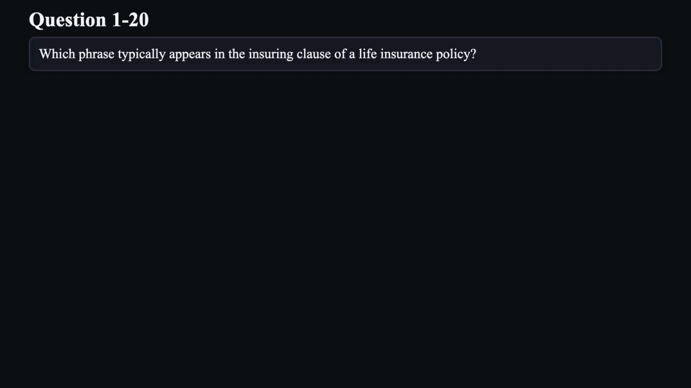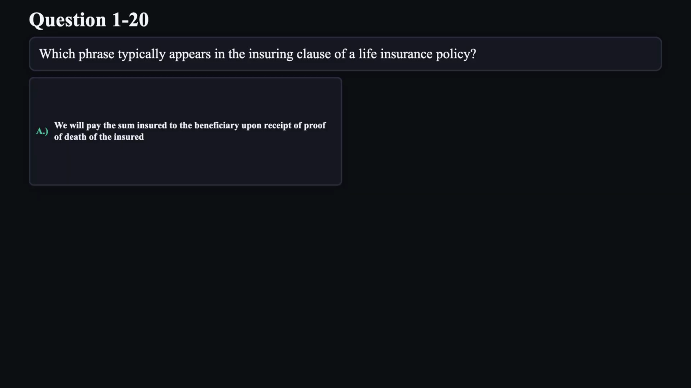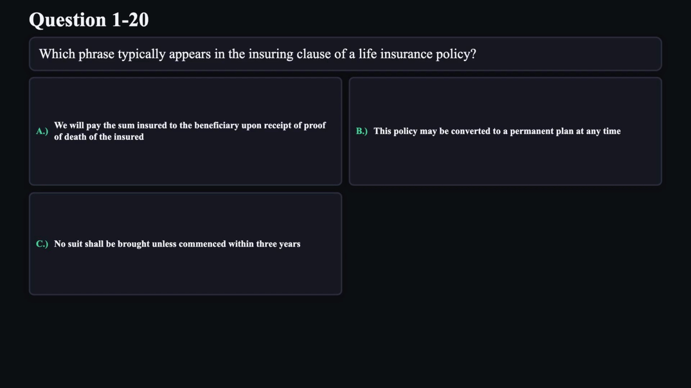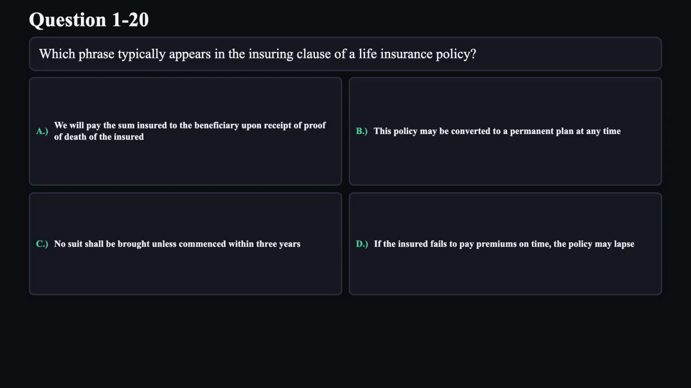Question 20. Which phrase typically appears in the insuring clause of a life insurance policy? A. We will pay the sum insured to the beneficiary upon receipt of proof of death of the insured. B. This policy may be converted to a permanent plan at any time. C. No suit shall be brought unless commenced within 3 years. D. If the insured fails to pay premiums on time, the policy may lapse.